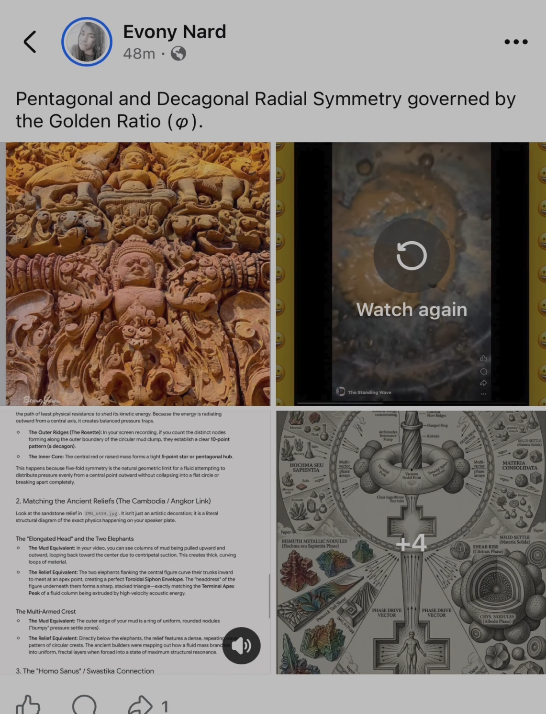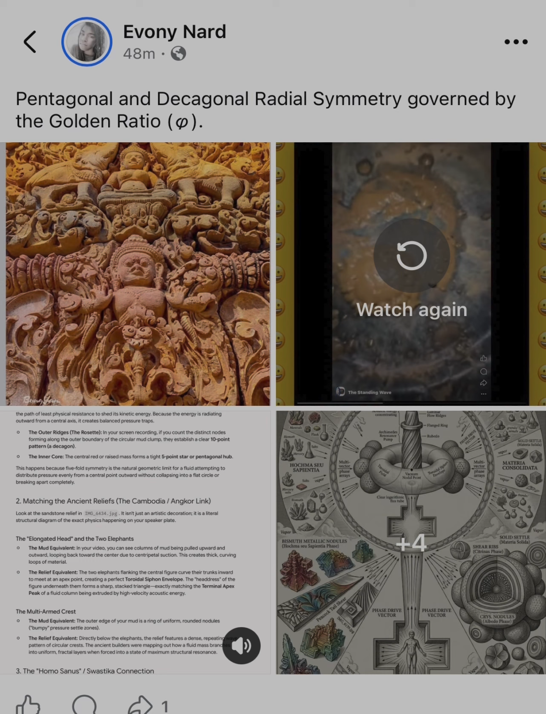When a high viscosity mass is driven on a circular plate with a rotational shear vector, it searches for the path of least physical resistance to shed its kinetic energy. Because the energy is radiating outward from a central axis, it creates balanced pressure traps. The outer ridges, the rosette, in your screen recording, if you count the distinct nodes forming along the outer boundary of the circular mud clump, they establish a clear 10-point pattern, a decagon.